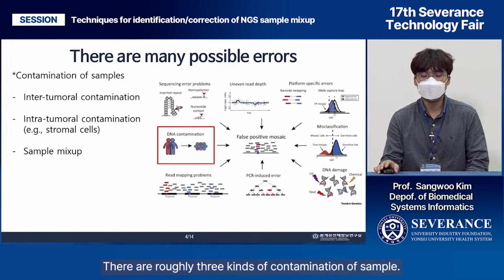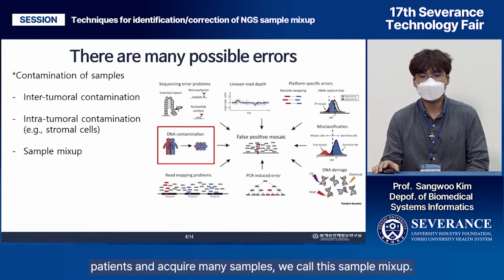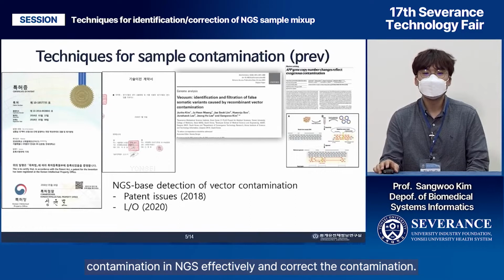There are roughly three kinds of sample contamination. One is intertumoral contamination, when tumor cells contaminate each other when there are many samples. The other is called intratumoral contamination, and it happens when other people's cells get mixed in with someone's cells. Lastly, when samples get mixed up when an NGS test is conducted on many patients and many samples are acquired, we call it sample mix-up.